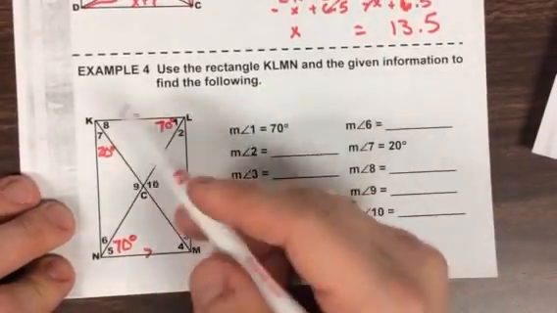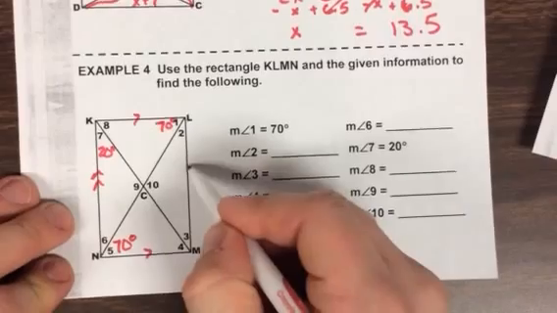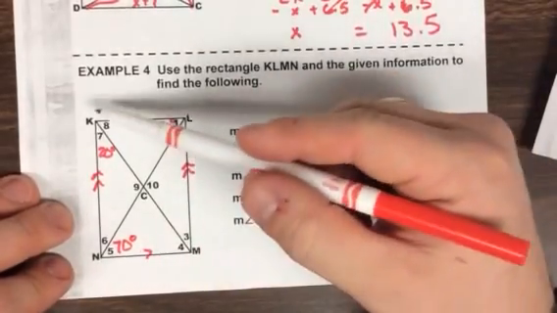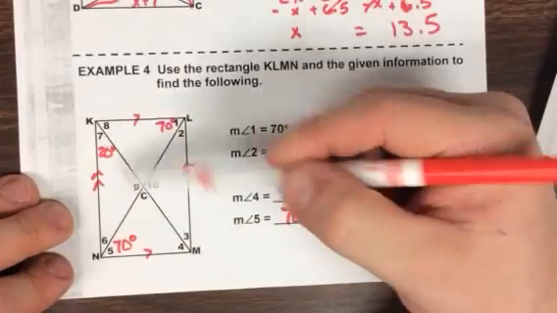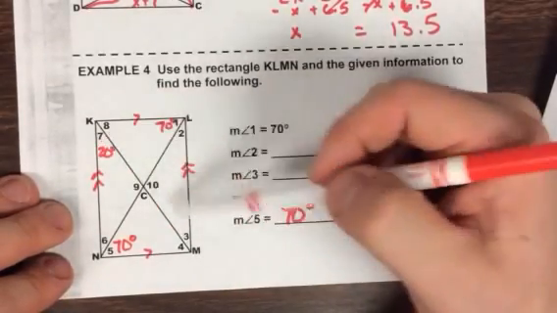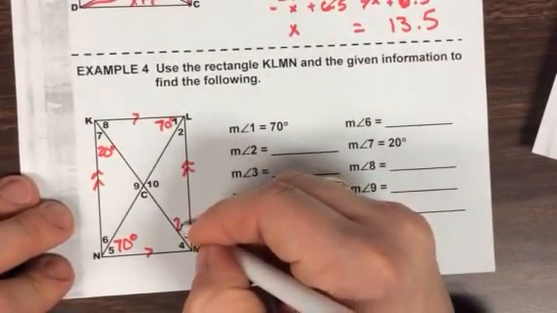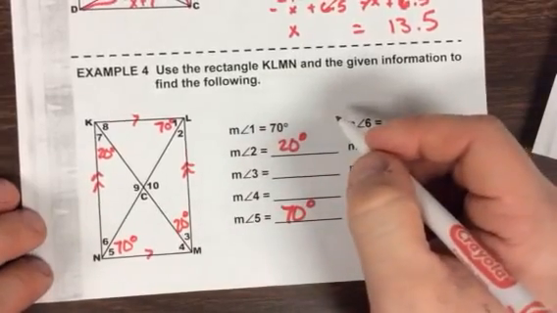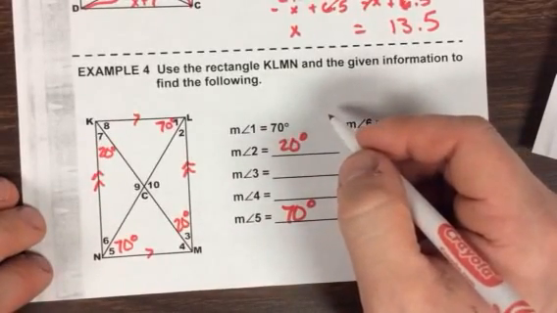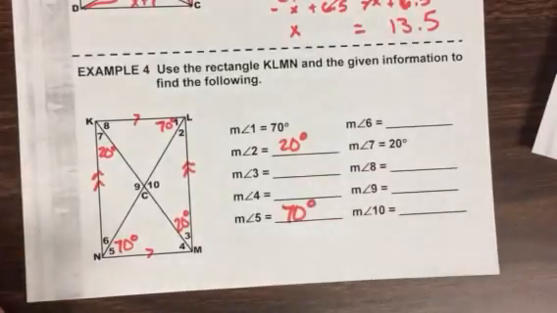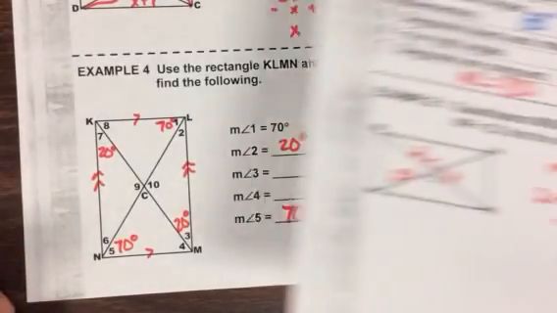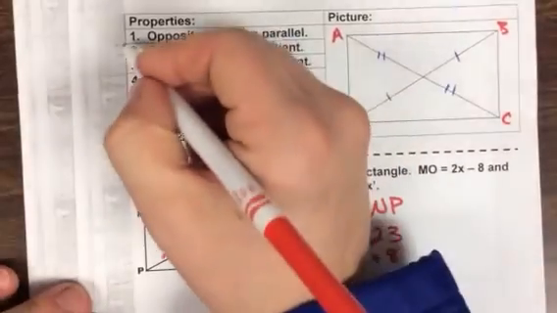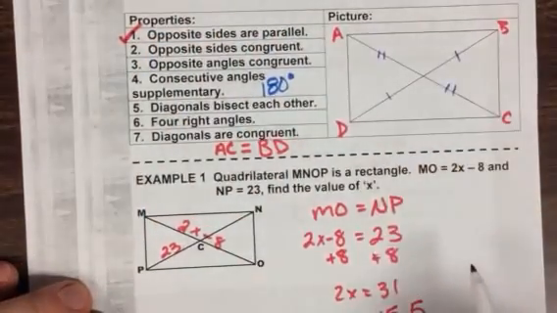At the same time, side KN and side LM are parallel, so they share the transversal KM. And I've got 7 and 3, so 3 must also be 20 degrees. That is, at this time, all I can talk about with my parallel lines. So let's look on, and we're saying, number 1, opposite sides parallel. We've answered all we can answer from that.